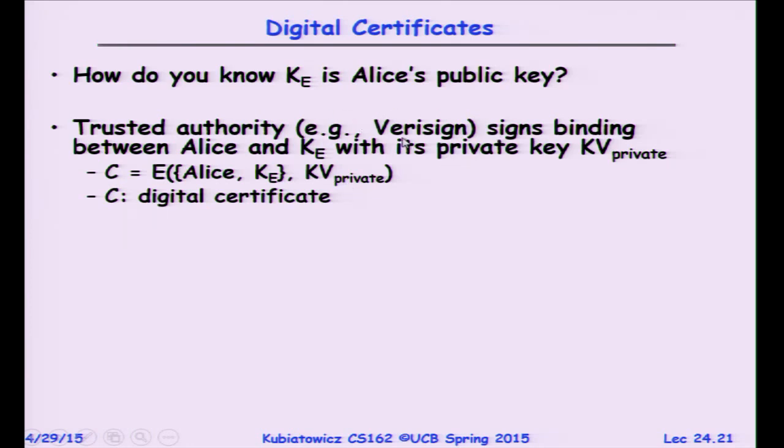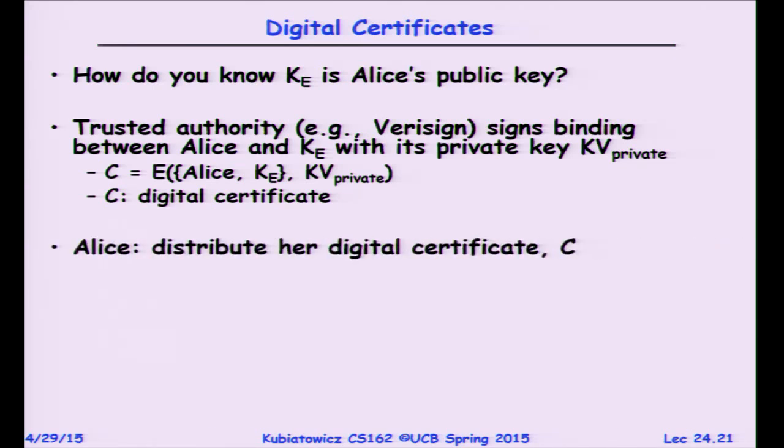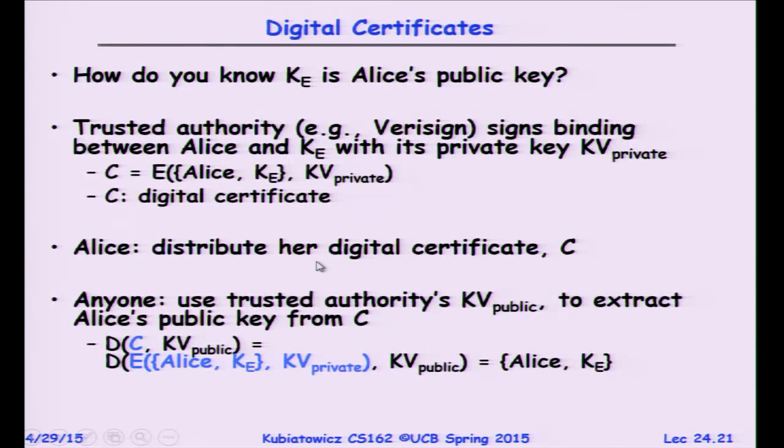But what's interesting about this is now the question is, how do you get VeriSign's public key? Does anybody know? Yeah, so the only reason you have VeriSign's public key is because it's compiled into your browser. Okay? And by the way, we'll talk about that in a second. So Alice distributes her digital certificate C along with her communication, and now that means that anybody can extract her public key out of that and know that it's the correct public key on the strength of VeriSign. So you have to believe that VeriSign's public key is good.